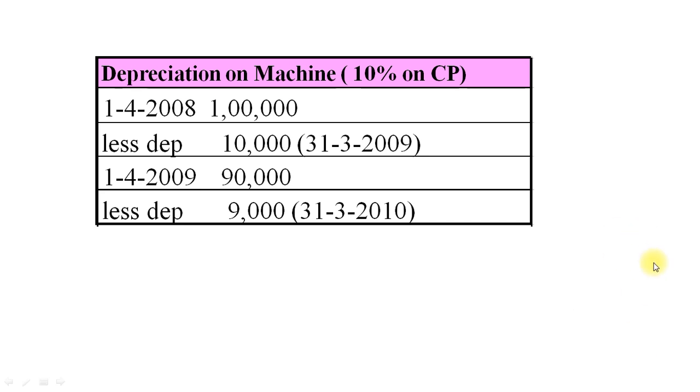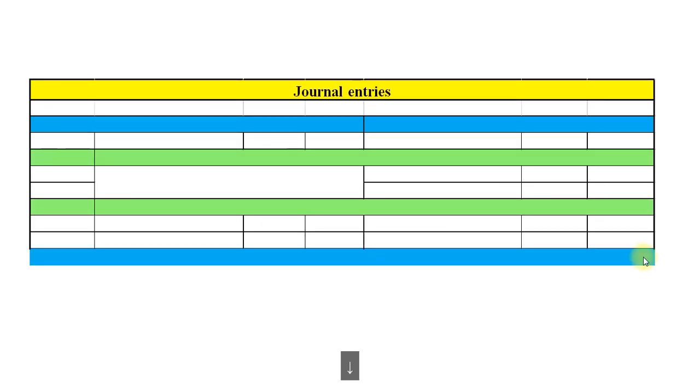Now let us see the journal entries in the books of Shaival, that is buyer, and in the books of Keyur, that is seller. Seller means vendor and buyer means hirer.